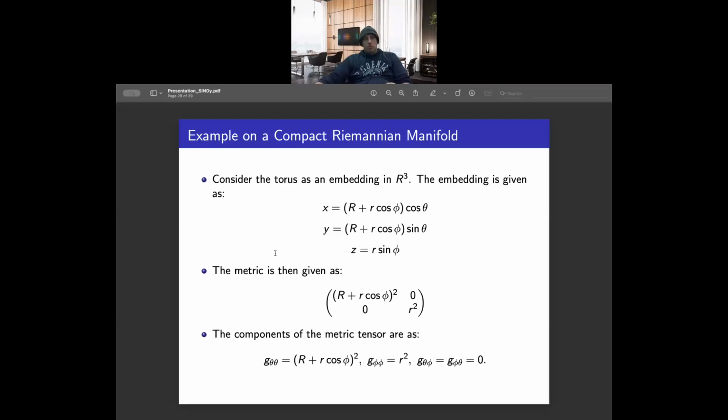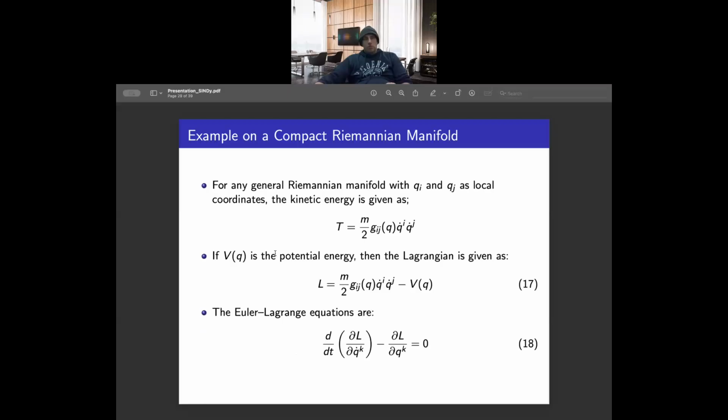So once we have these, here I have given the general construction of this Lagrangian on any manifold. For any manifold, we have these qi's and qj's as the local coordinates. I say local coordinates because for a Riemannian manifold you don't have a special global coordinate system as you have in R^n. So that is how we represent these qi's and qj's. And for that system, the kinetic energy is given by half of m times g_ij q_i dot q_j dot.